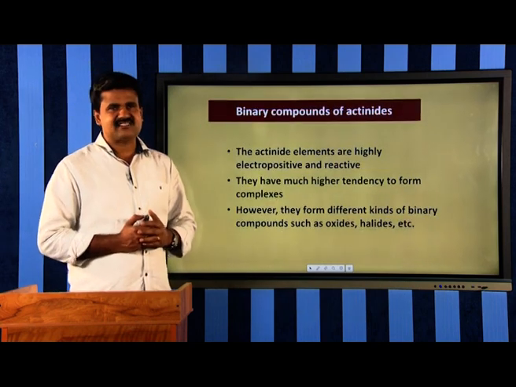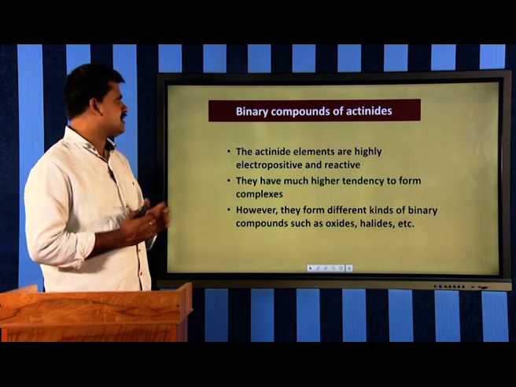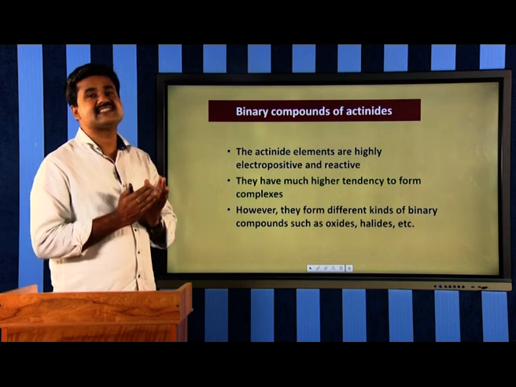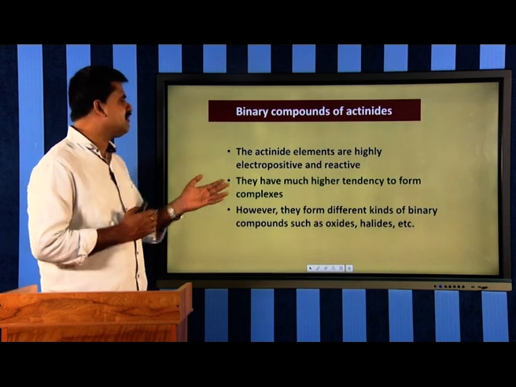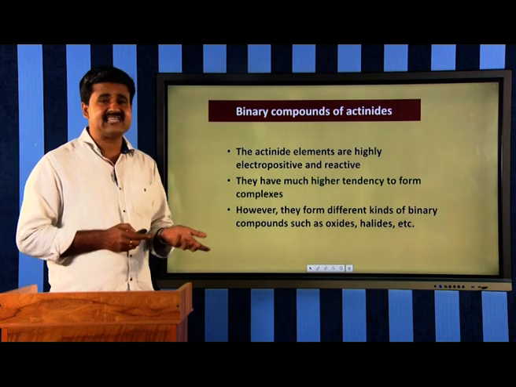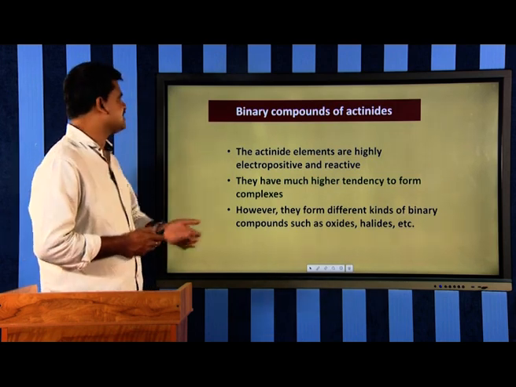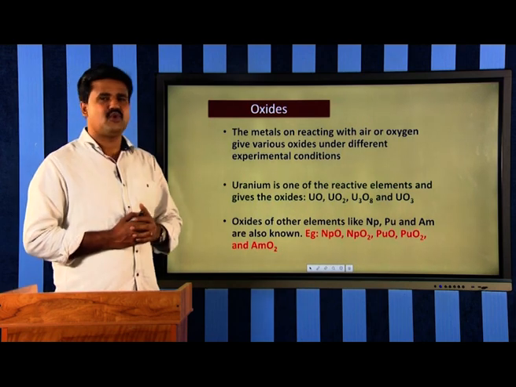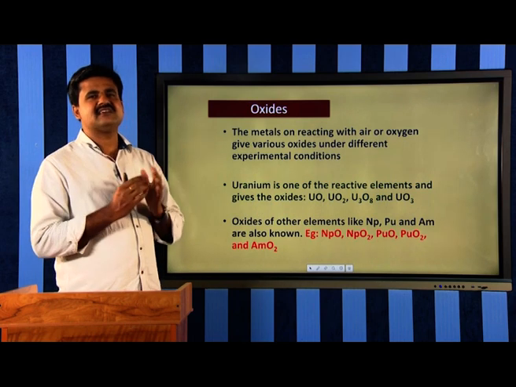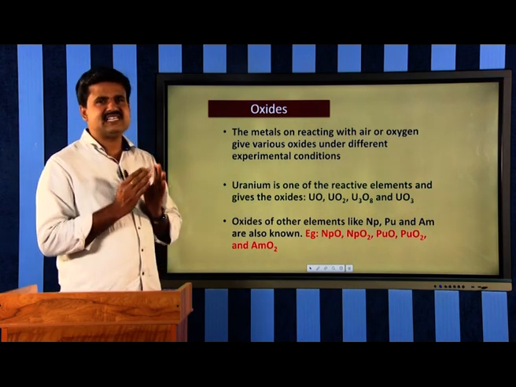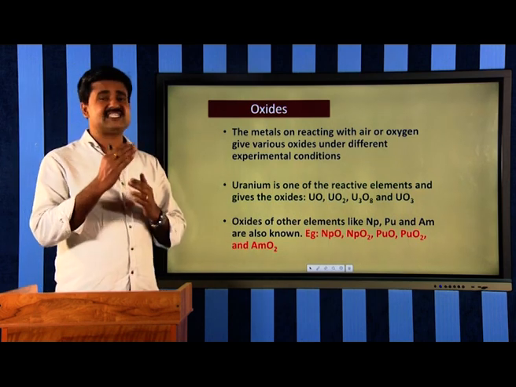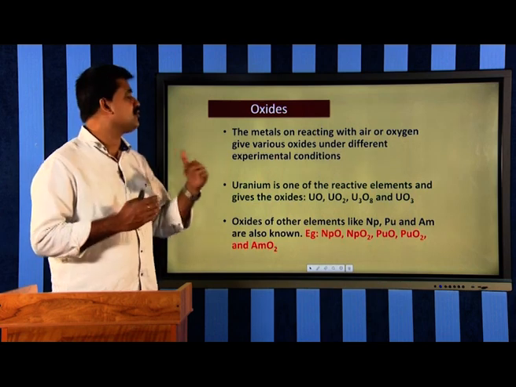Binary compounds of actinides. Actinide elements are highly electropositive and reactive. They have a much higher tendency to form complexes. However, they form different kinds of binary compounds such as oxides, halides, hydrides, nitrides, etc. First of all, oxides. The actinide metal, on reaction with air or oxygen, gives various oxides under different experimental conditions. So with the change in temperature, the molecular formula of the oxides may differ.